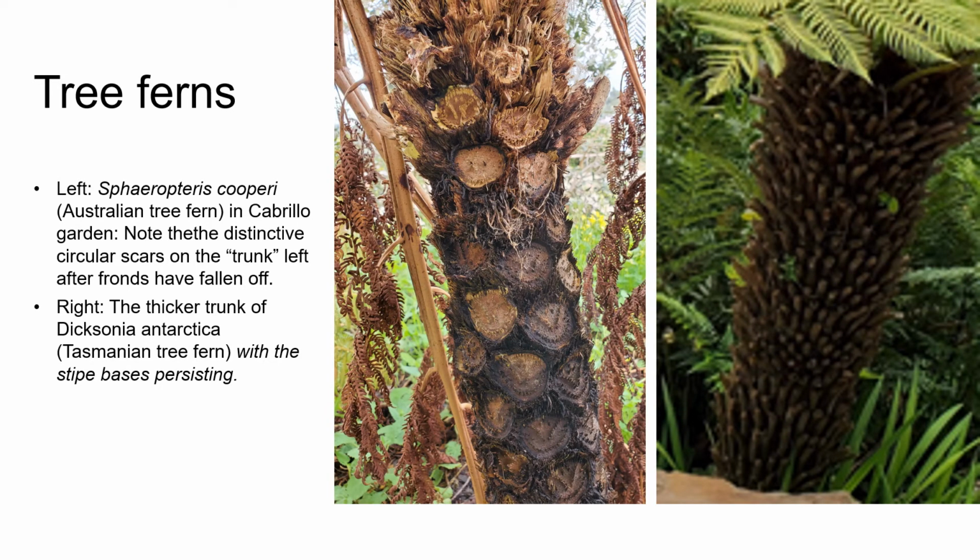Here's another photo of the two tree ferns that I just mentioned. The photo on the left shows the Australian tree fern that's in the garden at Cabrillo, and you can see the distinctive circular scars that are left when the fronds drop off. On the right is the trunk of the Tasmanian tree fern that was in the previous slide, and you can see that the older fronds on the Tasmanian tree fern don't fall away so cleanly, and they leave a stub of the rachis or petiole attached to the trunk. And this is another good way of telling the difference between these two tree ferns, which are planted quite commonly in our local landscapes.